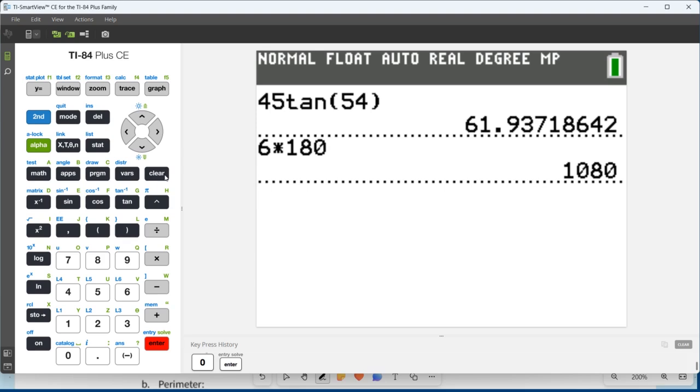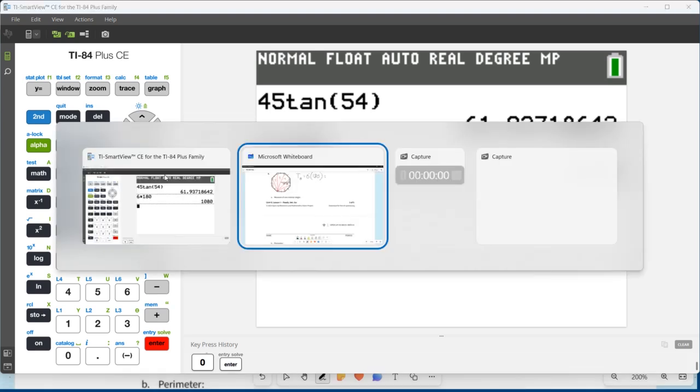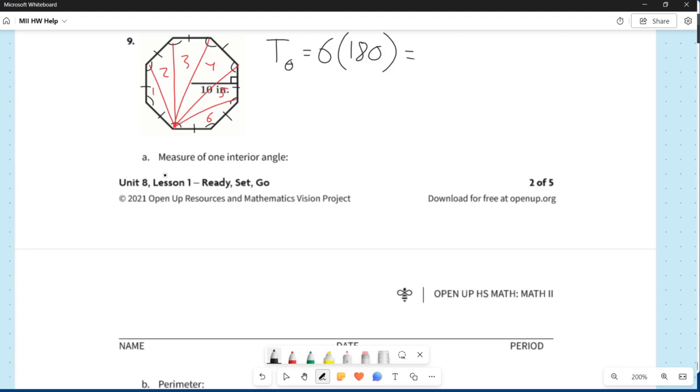So 6 times 180 is 1080. So the total, the sum of all of my interior angles, is 1080. That's for all 8 angles. 9a is asking for the measure of one of them.